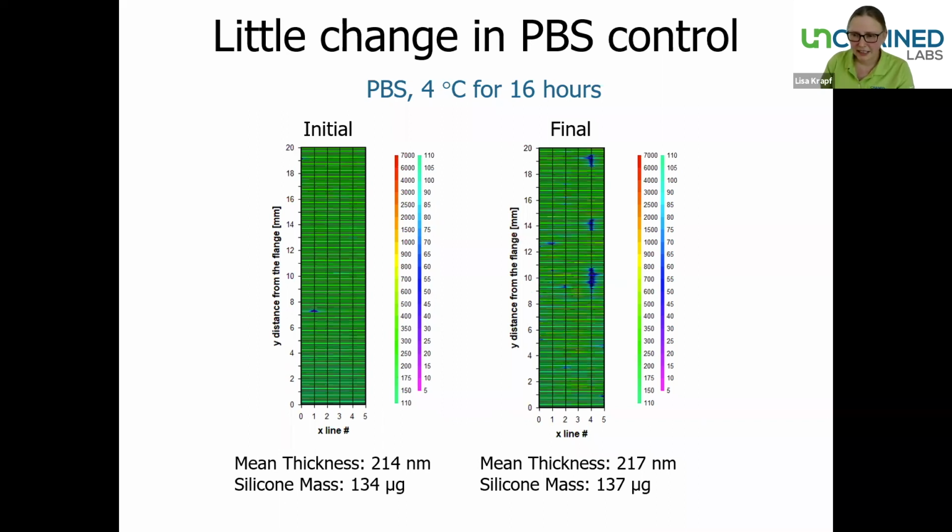First thing we did is a PBS control. So in this case, the syringe was just filled with PBS, stored at 4 degrees for 16 hours. And when we compare those silicone height maps or heat maps before and after that storing for 16 hours, we see that there is basically no change. So the siliconization is very homogeneous in the beginning, and it stays like that even after storing. And when we look at the values for mean thickness and silicone mass, those basically didn't change.